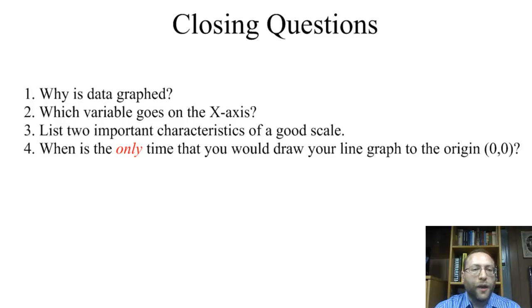Okay, so the first one here is: why is data graphed? Second question, which variable goes on the x-axis? Third question, list 2 important characteristics of a good scale. Fourth question, when is the only time that you would draw your line graph to the origin, which is at 0, 0?